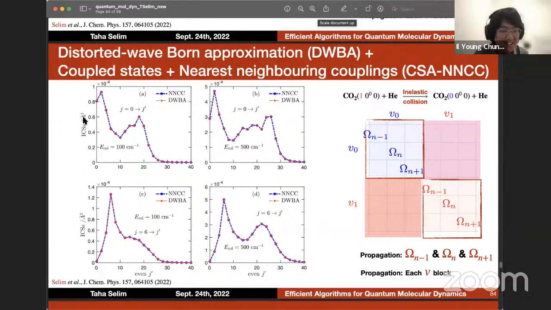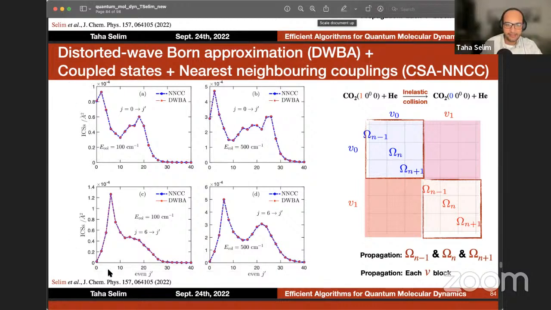Yeah. So you have here two axes: the x-axis is the final rotational states, and the y-axis the cross sections. And we see here the cross section at every final state. So we see here initial state J equals 0 and V equals 1, going to different final states at different energies. And here we see a different initial state, going to all of these final states at two different energies. And we see that the distorted wave with NNCC can reproduce these results, and it's almost identical. So the distorted wave combined with NNCC can really make a substantial saving for the computations.